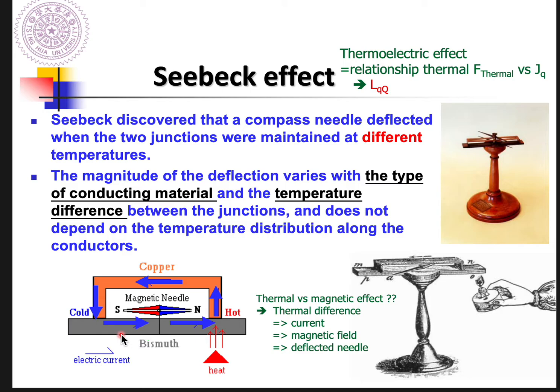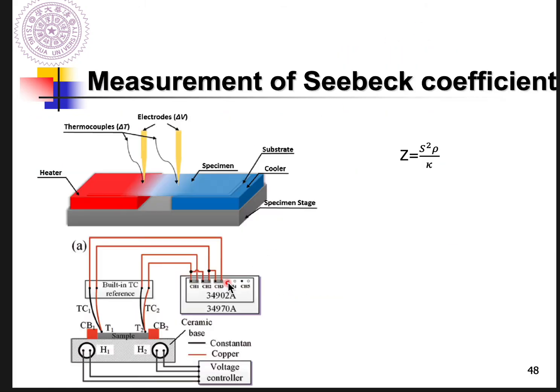based on this concept, you know that every material has its own Seebeck coefficient. So how to measure that? Based on the definition, the Seebeck coefficient is defined by when I apply a temperature difference at two ends, how much electrical potential is generated.